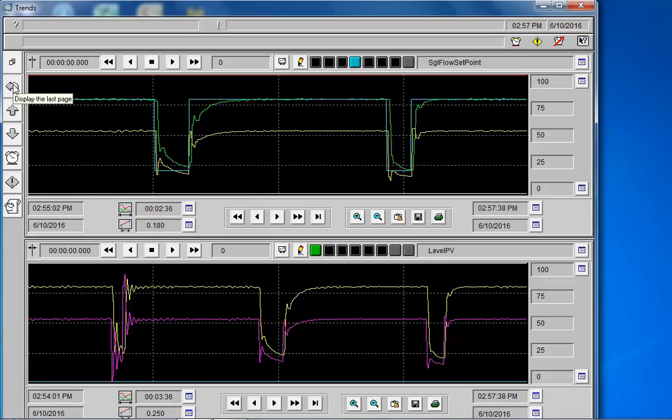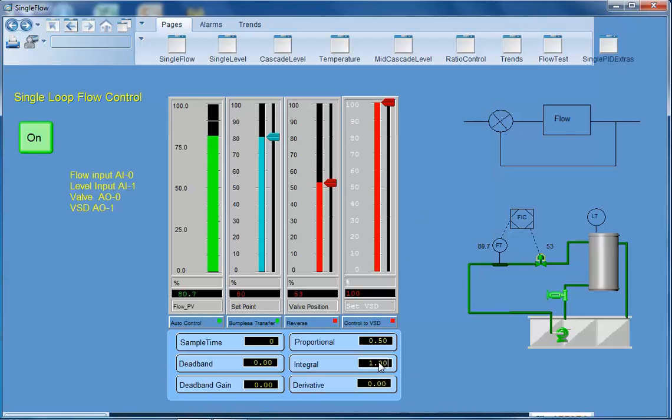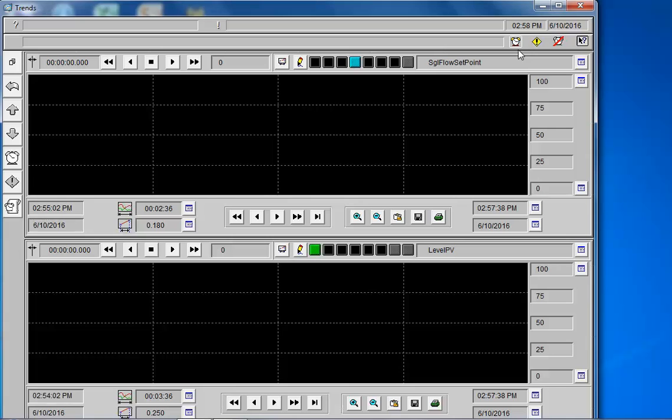let us go and reduce our I further still. Maybe not as big a change this time. Come down to 70. Cycle through our 20 to 80% range. Let it stabilize and look at our trends graph.